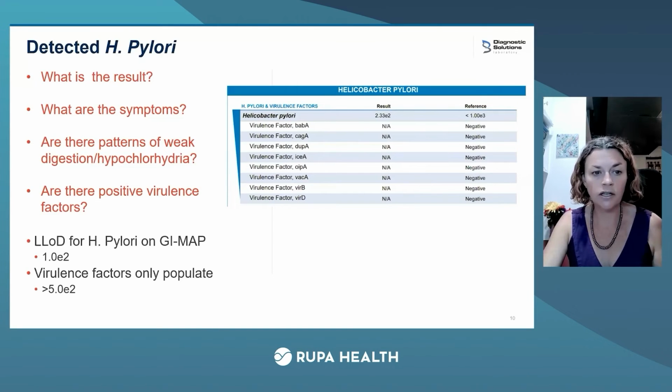And I've already mentioned these next two bullets, but our lower limit of detection for H. pylori is, again, 1.0 E2 or 100. That's the lowest result you'll see. And the virulence factors and antibiotic resistance genes will only populate as a pos-neg if the result is greater than 5.0 E2, which is equivalent to 500.